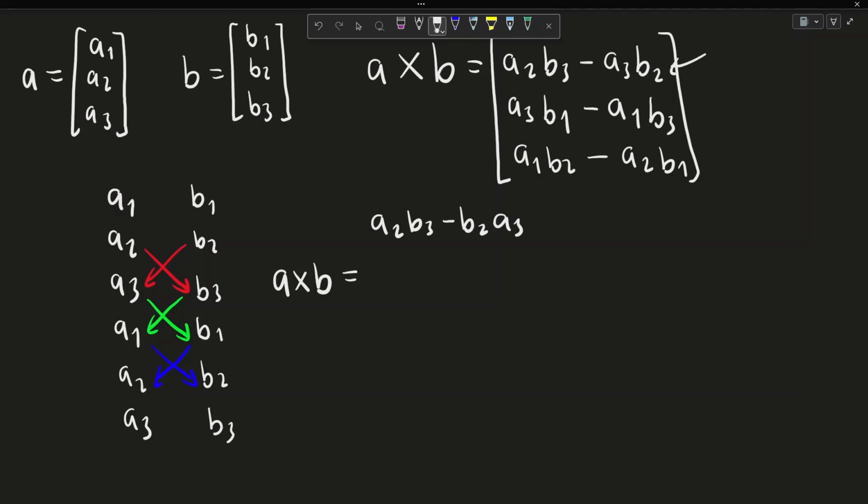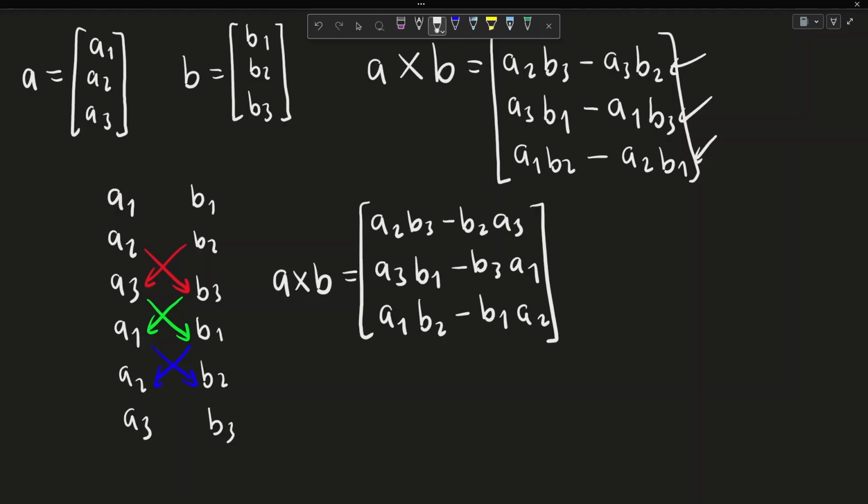which if we compare to up here, you notice it's A2 B3 minus A3 B2. It doesn't matter which order you multiply it, and you'll still get the same answer. And your second entry will be A3 B1 minus B3 A1, which you'll notice is the same here. And your third entry will be A1 B2 minus B1 A2, which is the same as here.